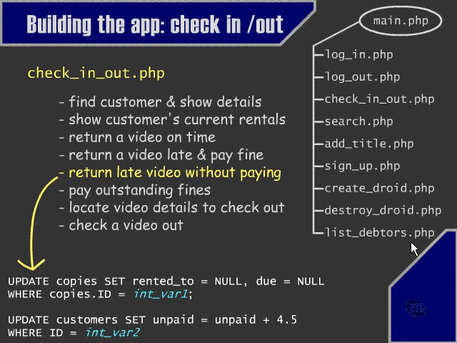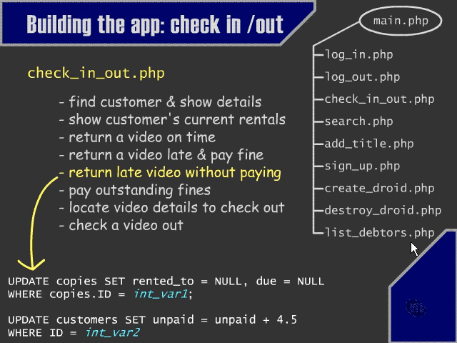then we need to run essentially two queries. First of which does exactly the same as the previous one, to put the copy of the video back on the shelf, and the second query returns the exact figure for the late fees in the customer's table, in the unpaid column.